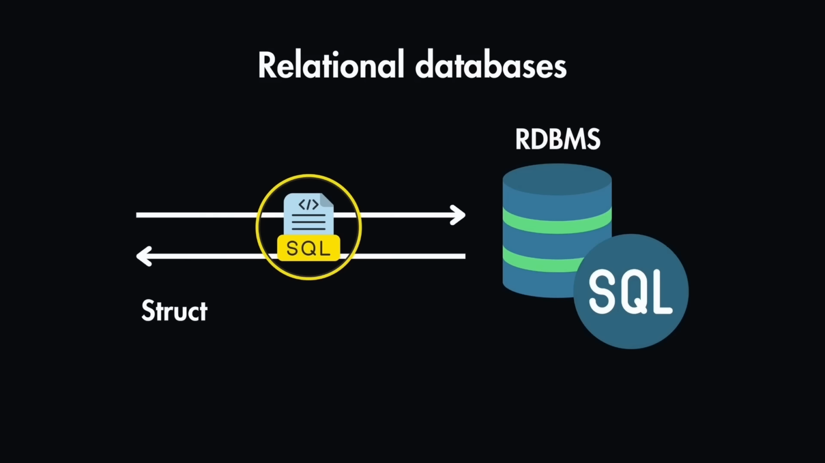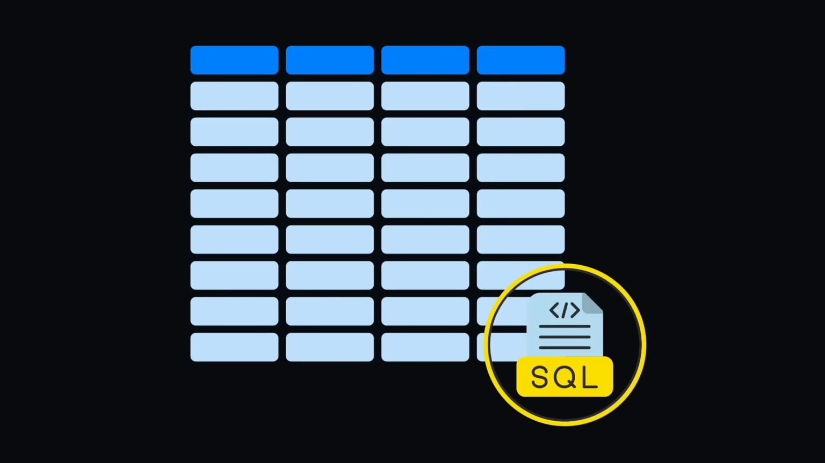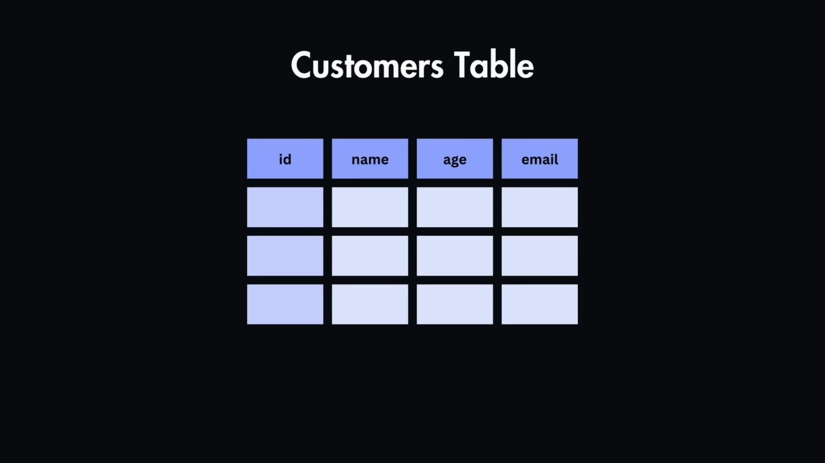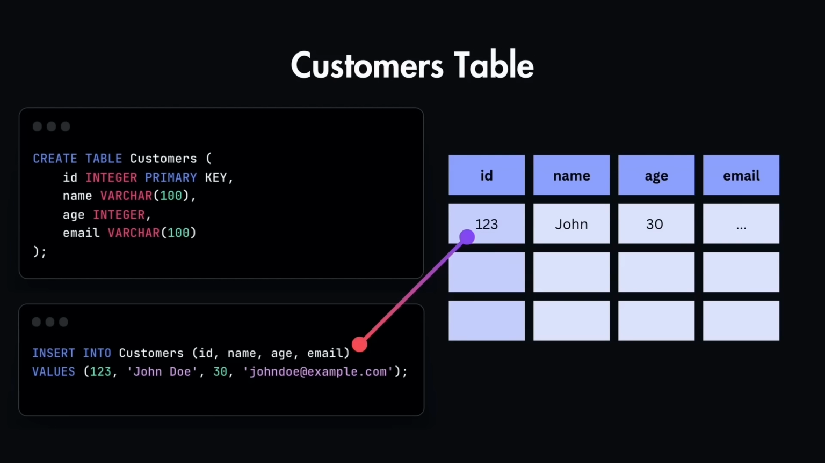These databases use structured query language or SQL for finding and manipulating data. The data here is structured in tables, which are the fundamental building blocks of SQL databases. And these are similar to spreadsheets. Each table consists of columns, which can be thought of as the fields or attributes of the table. And it also consists of rows, which are single records within this table. For example, if you imagine a customers table, within this table we can have columns like ID, name, age, and email. And for each row, we can have specific customers like the ID of 123 and the name will be John and the age will be 30 and so on.